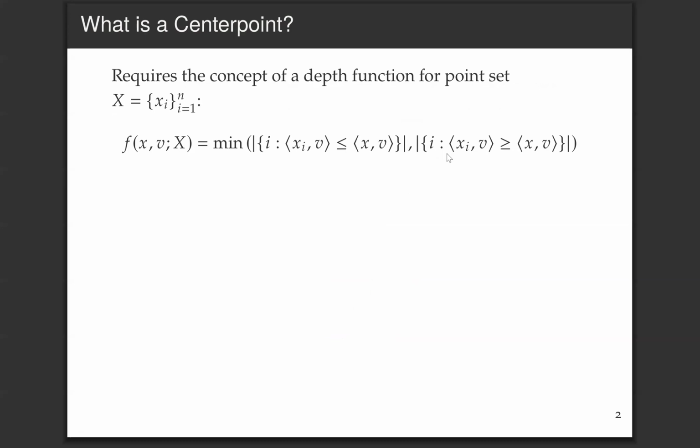And this is going to be defined for a point set capital X, some candidate point little x, and some direction V. And it's going to be computed as follows. You essentially project all your points, capital X and little x, onto the direction V. And you count the number of points whose projections are less than x, and the number of points whose projections are greater than x. And you take the minimum of these two.